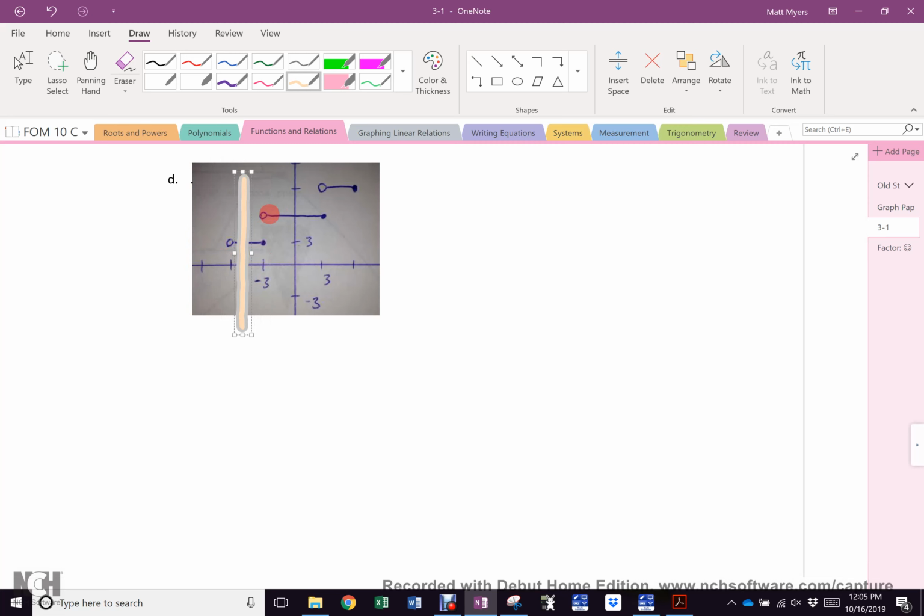Yes. This is a function because when x equals negative 3, that's the point, right? Y is positive 3. It doesn't jump up to here until negative 2.9999999.